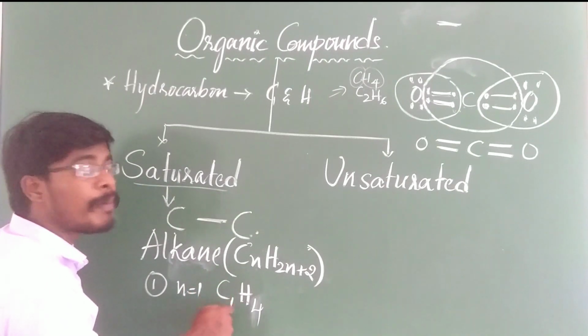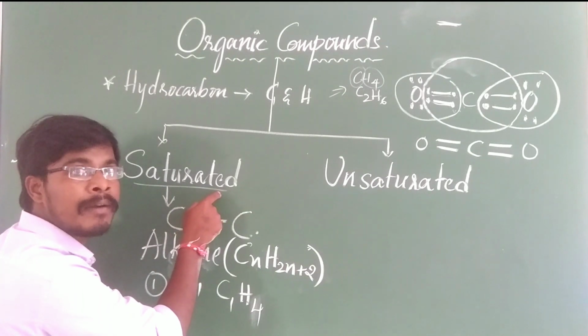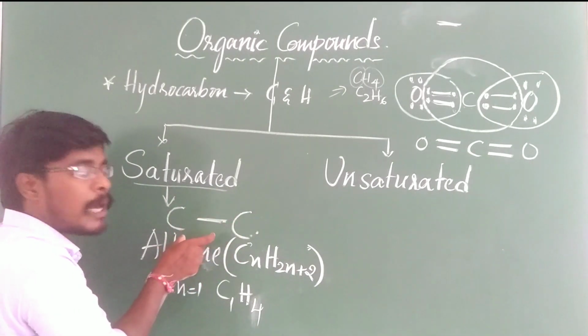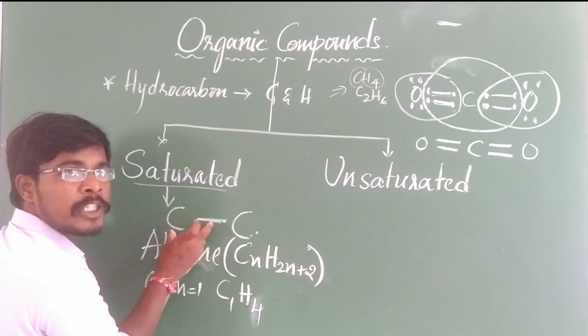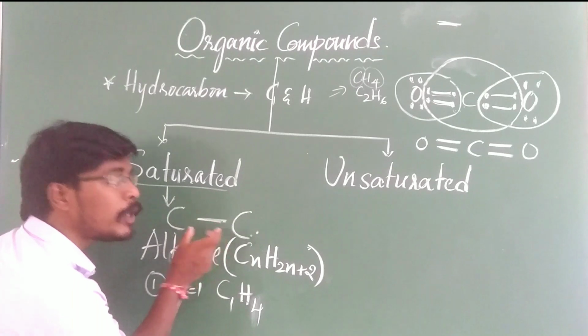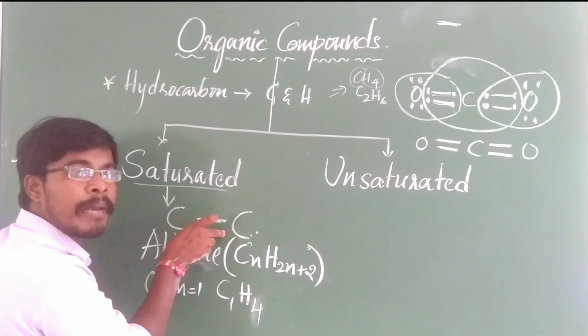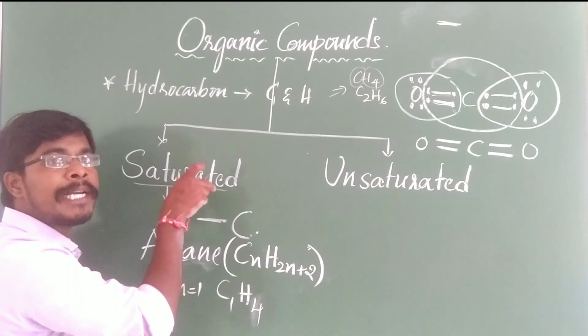So this is the first member of the saturated carbon compounds. Saturated means the carbon compounds which have single bonds between them. When they are combining, they should have a single bond between two carbon atoms. That type of carbon compounds are called saturated carbon compounds.